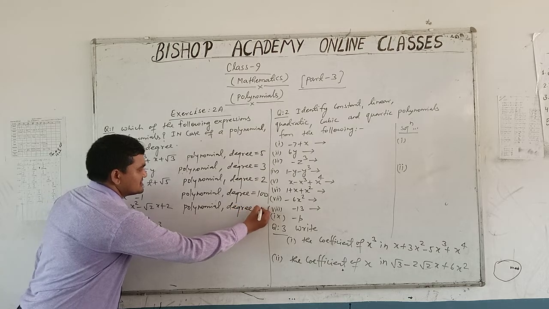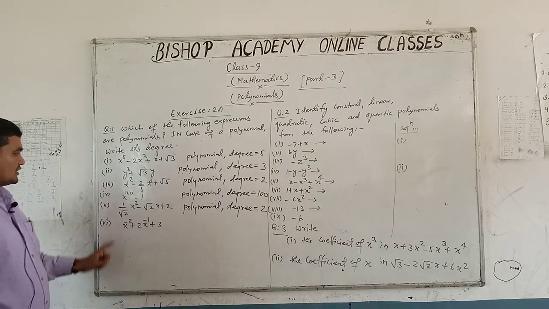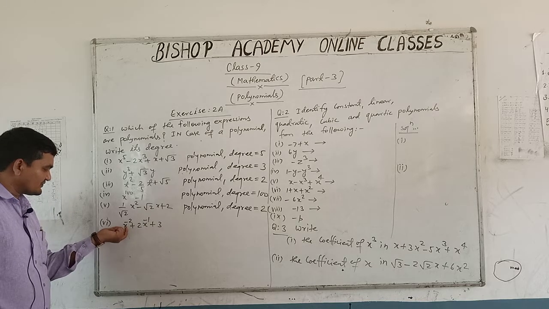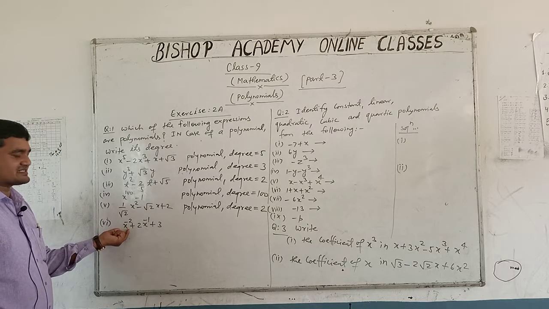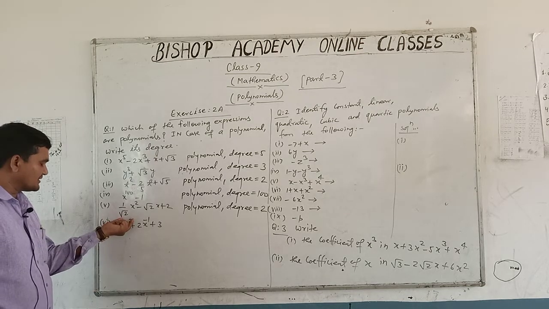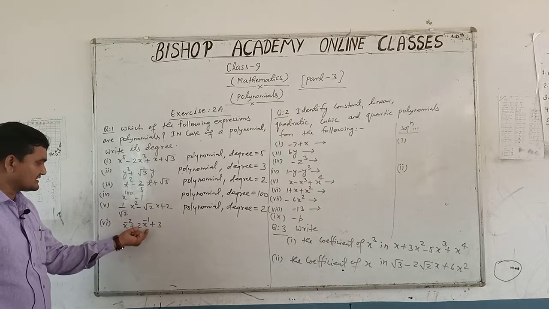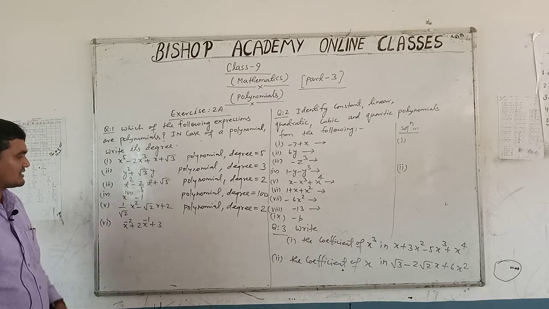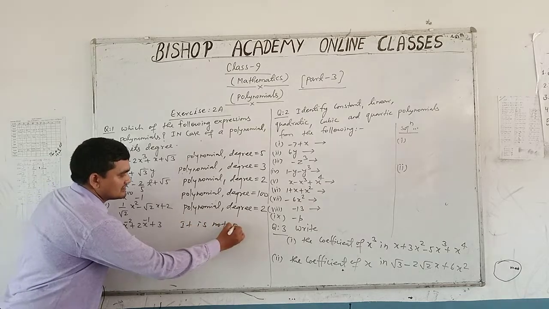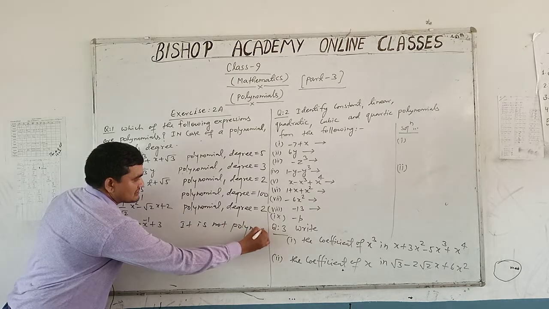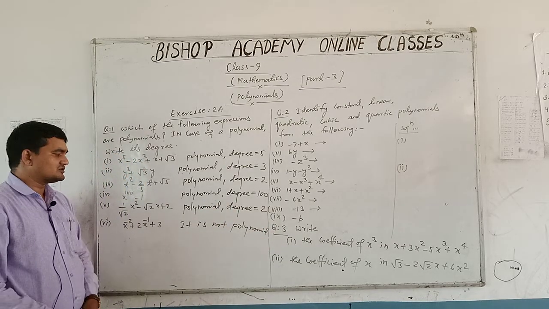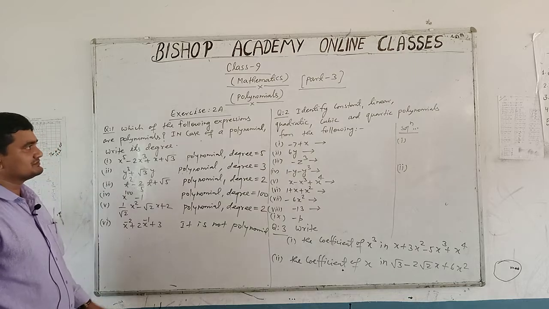its degree is 2. Now in sixth part we see first term of this algebraic expression in variable x is containing negative integral power, and also the second term is containing negative integral power. Therefore it is not a polynomial. Since it is not a polynomial, therefore we cannot find out its degree.